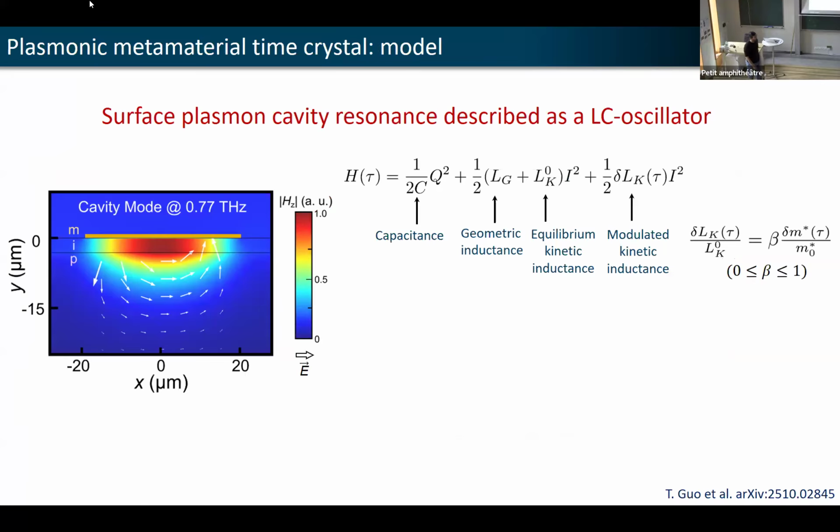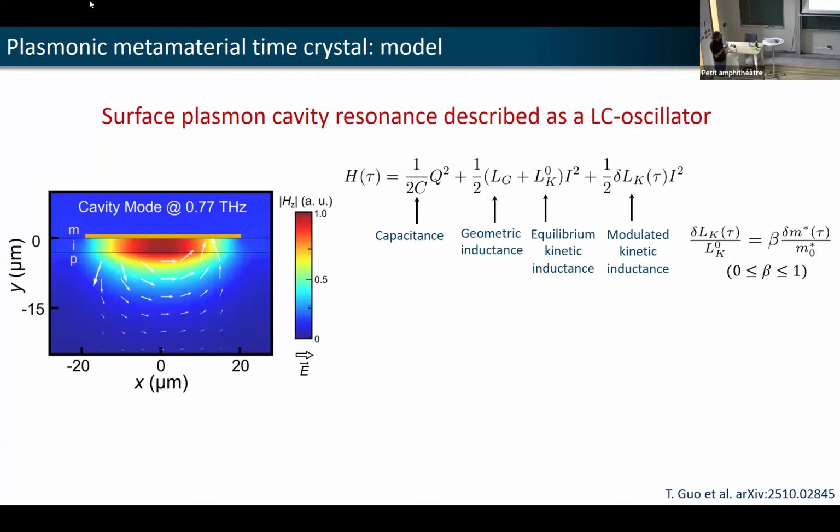Okay, so we developed a model about this, as simple as we could. Let's say we consider this plasmonic mode that we are driving in terms of a collective variable, which can be the charge that piles up on the surface of the plasmonic mode, and the currents. And so you can describe this as an LC oscillator, with a capacitance and an inductance. And what we are modulating here is a kinetic inductance.